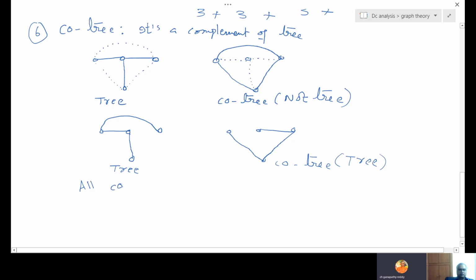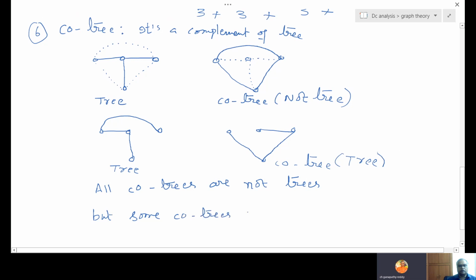All co-trees are not trees. But some co-trees are trees. All co-trees are not trees, but some co-trees are trees.